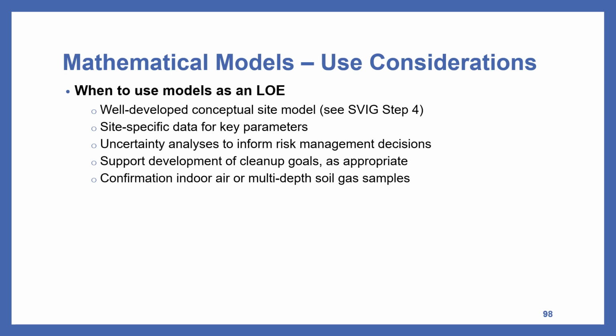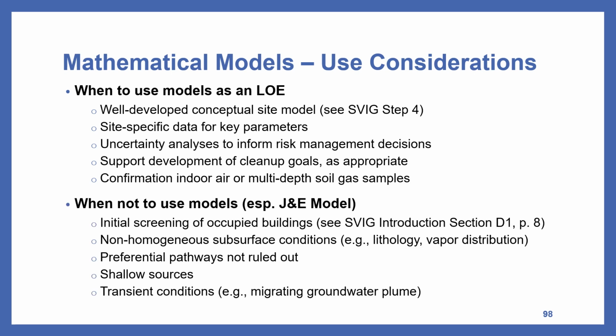Models are generally best not used for initial screening of occupied buildings when you really don't have a lot of information about a site. This is discussed in the SVIG introduction. I've referenced the specific section. Also avoid them when you have non-homogeneous subsurface conditions, for instance, when the geology is very complex, when preferential pathways are not ruled out, when sources are shallow, and when conditions are changing, such as plumes migrating.